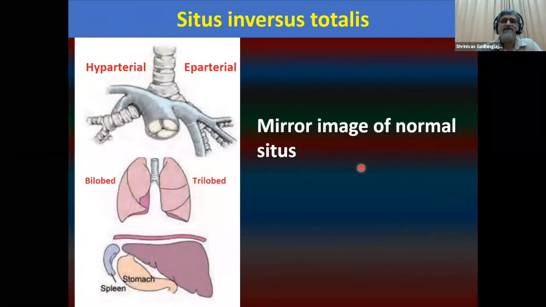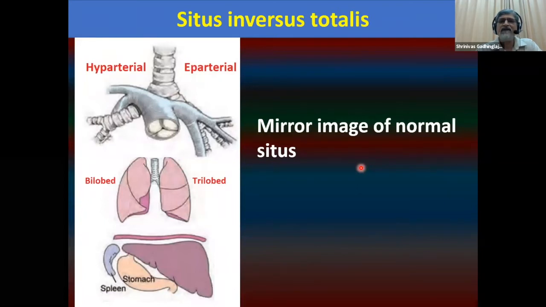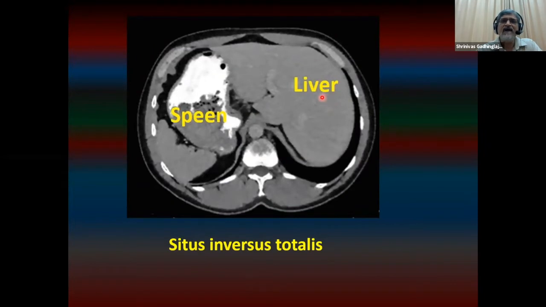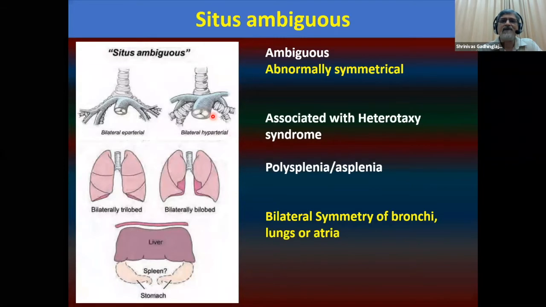In situs inversus totalis, we have the mirror image of the normal, which is exactly opposite. That is, the right-sided organs you see on the left side and the left on the right side. So this is called situs inversus totalis. For example, in this image, you can see the liver on the left side and the spleen on the right side. And then we have situs ambiguus.